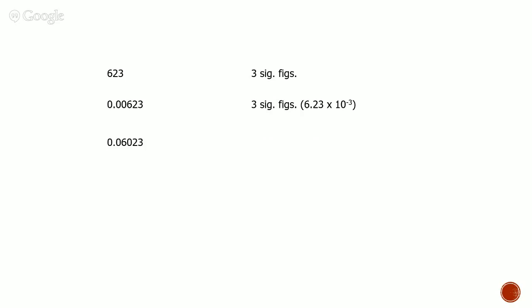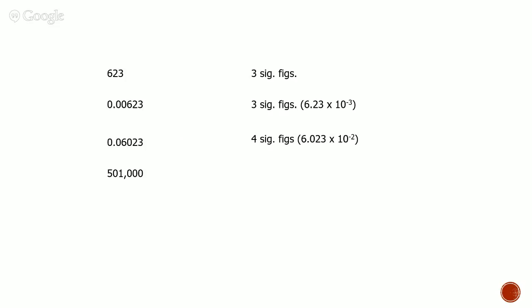But let's say you have 0.6023. Again, the zeros in the front are just placeholders, but the zero between the 6 and the 2, that's not a placeholder. You can kind of see that when you convert to scientific notation. That 0 doesn't go away because it's not a placeholder. It's part of the actual number. So that one counts in addition to the other 3. So now we have a total of 4 significant figures. So again, zeros in the front, never. Zeros in the middle, always.